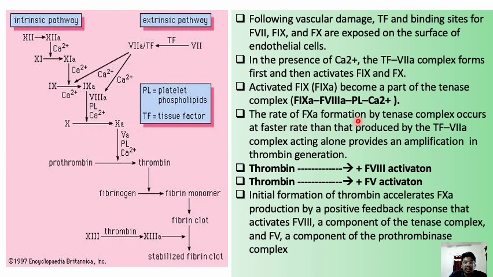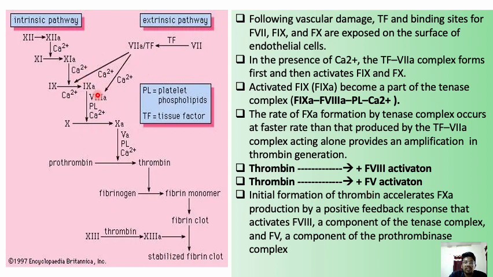The rate of factor 10A formation by the tenase complex occurs at a faster rate than that produced by the tissue factor, factor 7A complex acting alone, providing an amplification in thrombin generation. The thrombin is again acting on 2 points. Apart from converting fibrinogen to fibrin monomer, it can have a positive impact on factor 8 and factor 5.